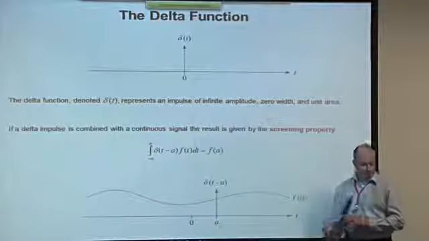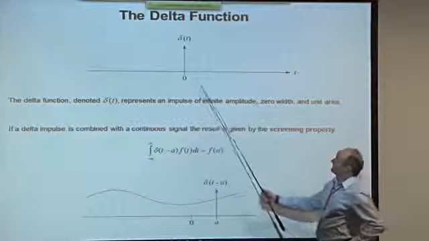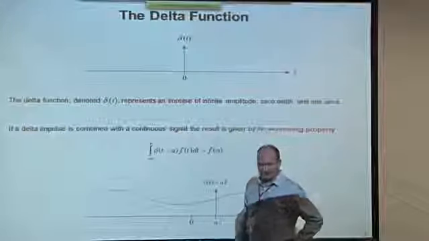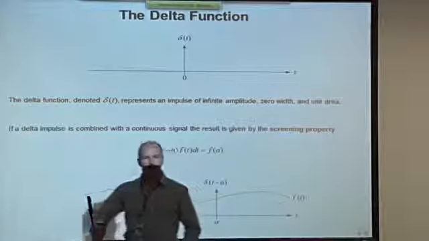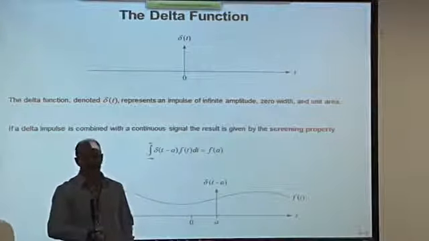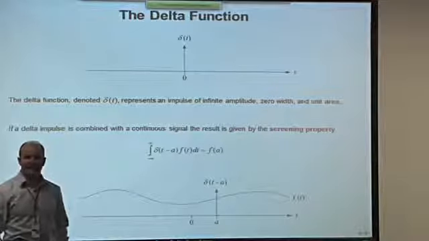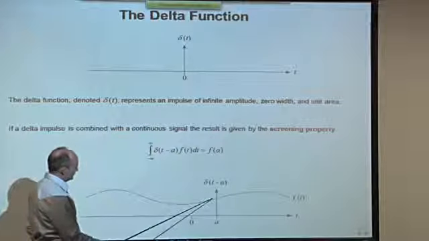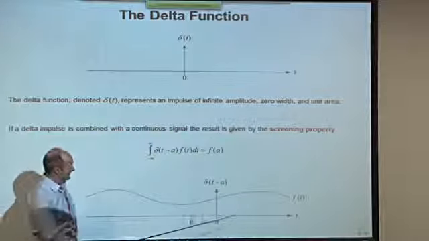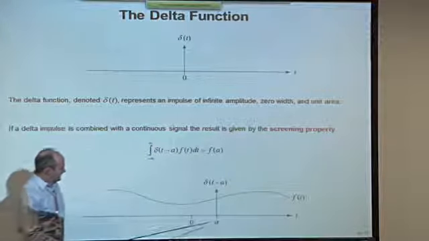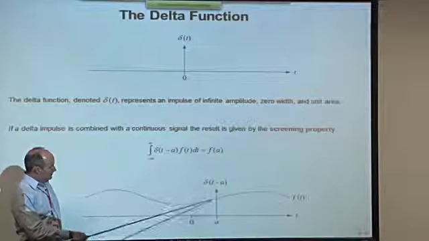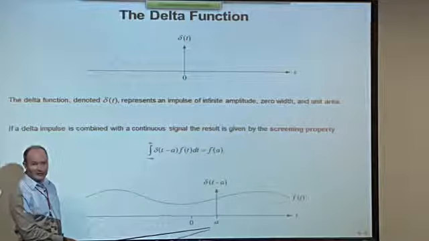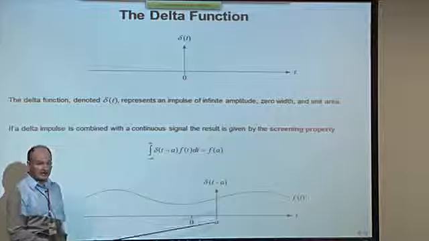Now, remember, I told you about three properties of the delta function, namely zero width, infinite amplitude, and unit area. And I promised you a fourth property. That fourth property tells us what happens when we combine a delta function with a continuous function of time, in this case f of t. And this function, this impulse, is applied at time t equals a. The notation is delta of t minus a.